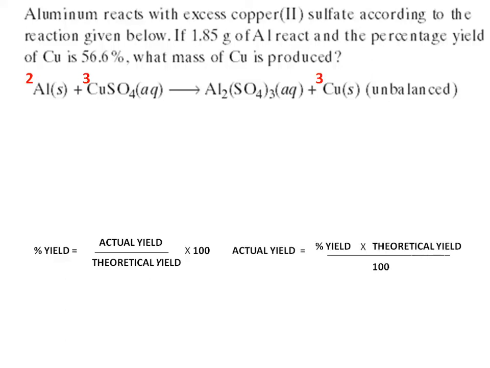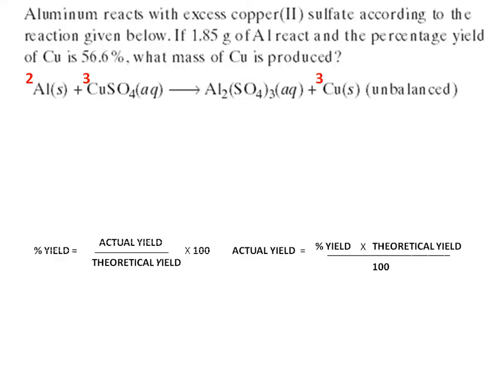So when we rearrange the formula, it looks like this. The actual yield is percent yield times theoretical yield divided by 100. If you need help isolating variables in an equation, come see me. I'll show you, your math teacher.